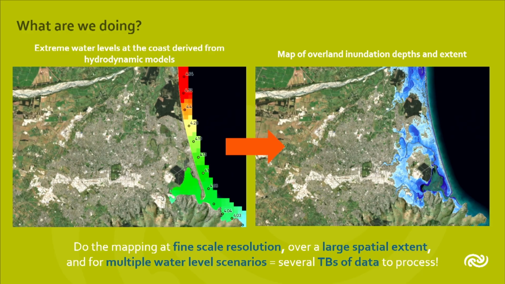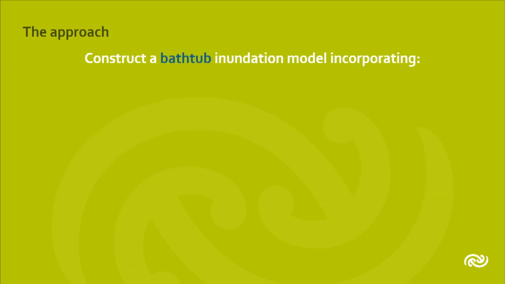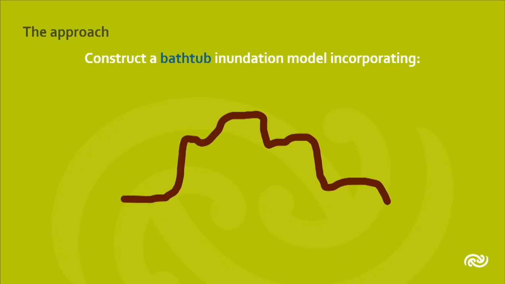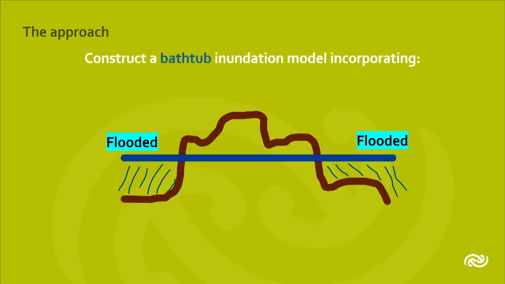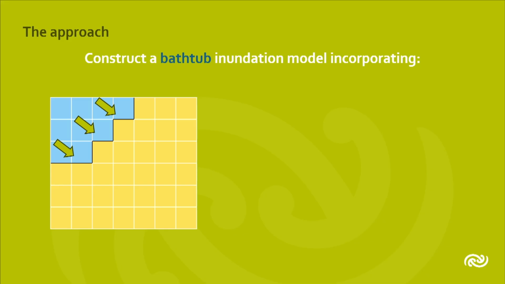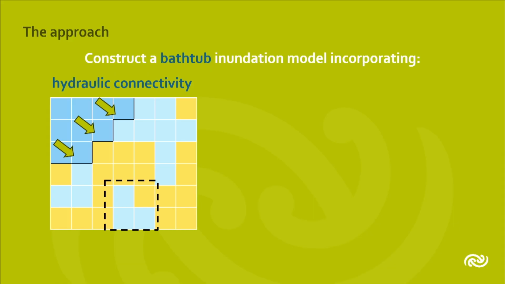data processing. So the approach, we use a bathtub inundation model, which simply means taking the difference between the water levels and the land elevations to determine the flooded areas. However, we incorporate two adjustments. One, hydraulic connectivity, meaning that for a pixel to be flooded, it has to be connected by a pathway of flooded pixels all the way to the coast.